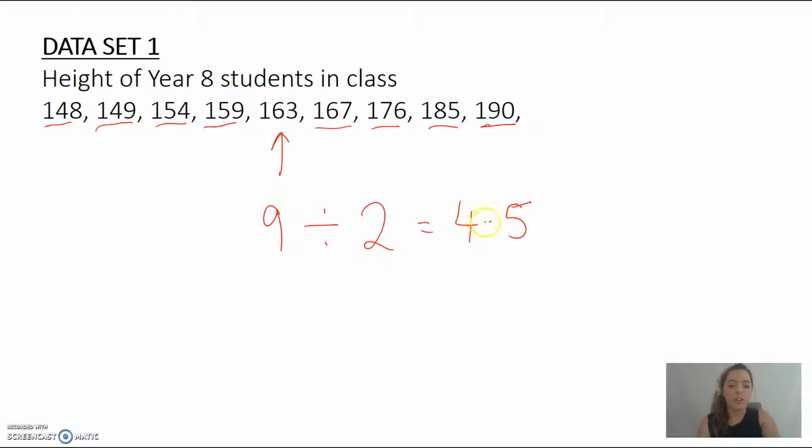The 4 tells us that there's going to be 4 numbers next to the median, and the 0.5 tells us it's going to be the number after the 4th number. So we'd go 1, 2, 3, 4th number, and the 0.5 is going to be the one after. So if we were double checking, the median for this data set is 163. The 0.5 tells us it's the number after how many numbers are before the decimal. In this case, it's the 4th number.